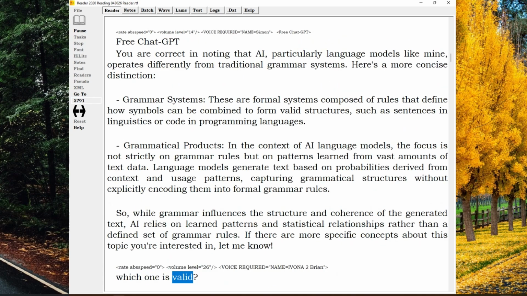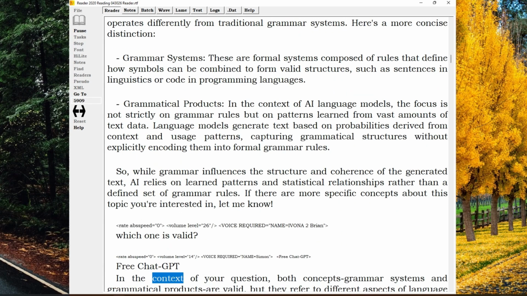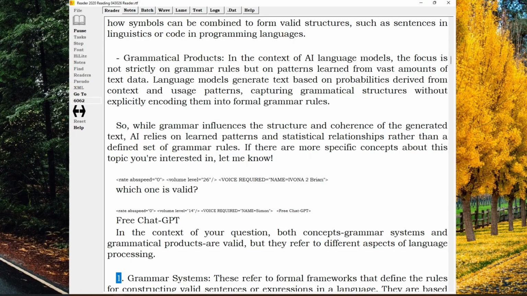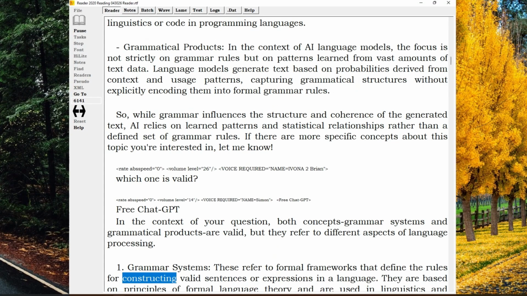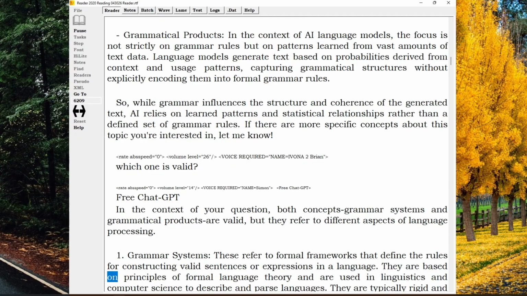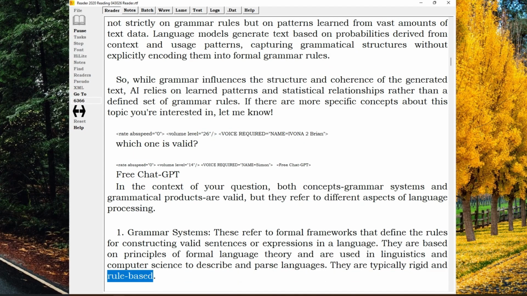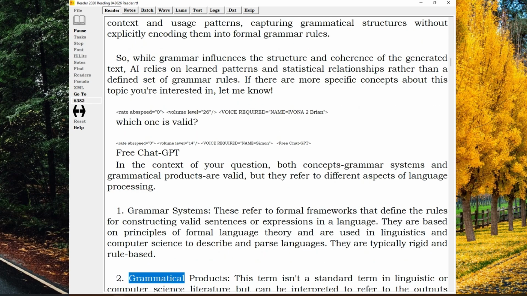Which one is valid? Free ChatGPT: In the context of your question, both concepts, grammar systems and grammatical products, are valid, but they refer to different aspects of language processing. 1. Grammar systems. These refer to formal frameworks that define the rules for constructing valid sentences or expressions in a language. They are based on principles of formal language theory and are used in linguistics and computer science to describe and parse languages. They are typically rigid and rule-based. 2. Grammatical products.